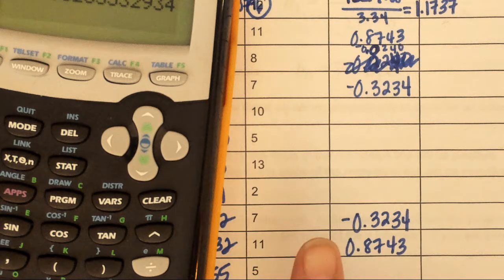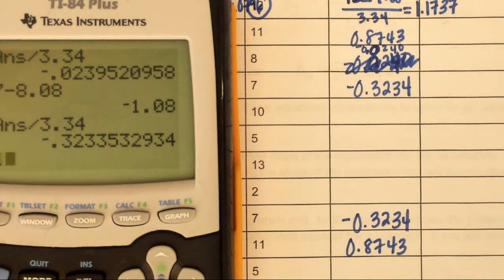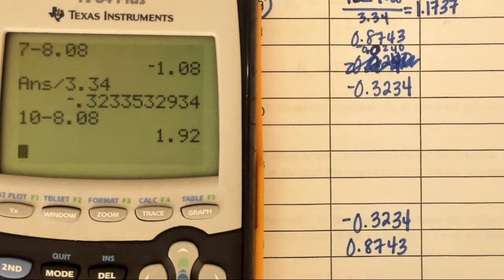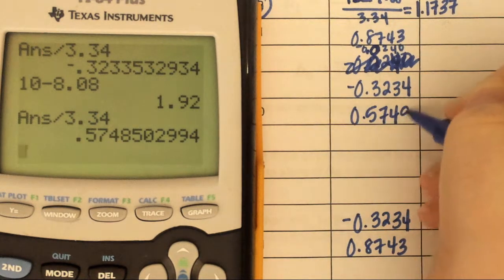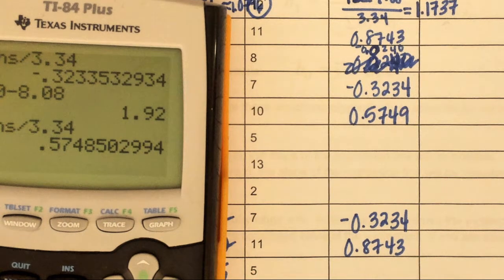6 isn't repeated, 5 is, but we haven't done it yet. 2's not, 13's not. Bummer. I was hoping to knock out a ton. 10 minus 8.08 divided by 3.34. I got 0.5749. 10 doesn't happen again. Darn.